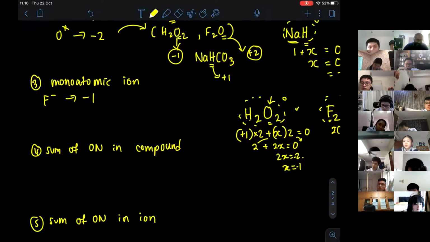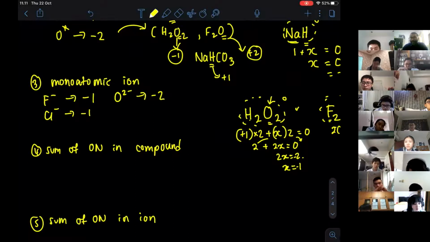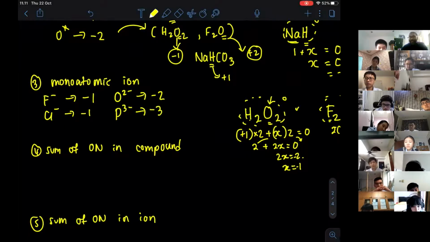So if I have Cl minus, then it's also -1. O2 minus, then it follows -2. So if you have P3 minus, Kevin, what is the oxidation number then? Kevin, are you with us? -3. Yeah, -3. So the monoatomic ions actually follow the charge, not only negative ions.